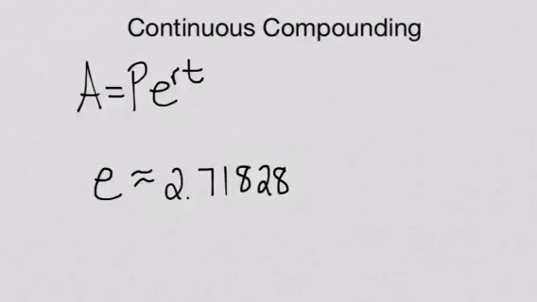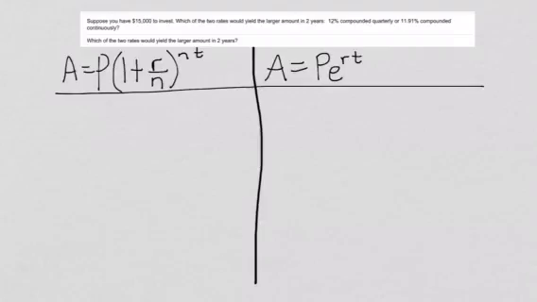But when you want to evaluate these, you have this e function on your calculator. So you would just press the e function on your calculator and use that to evaluate it. But again, this type of compound interest is when your interest is being compounded daily. So let's just look at a problem.